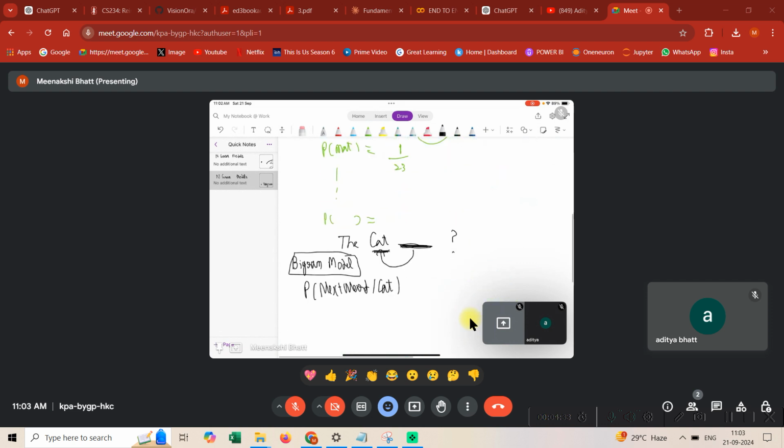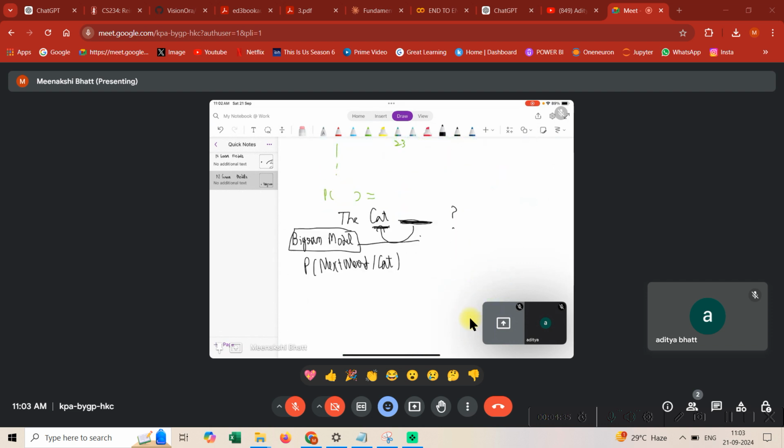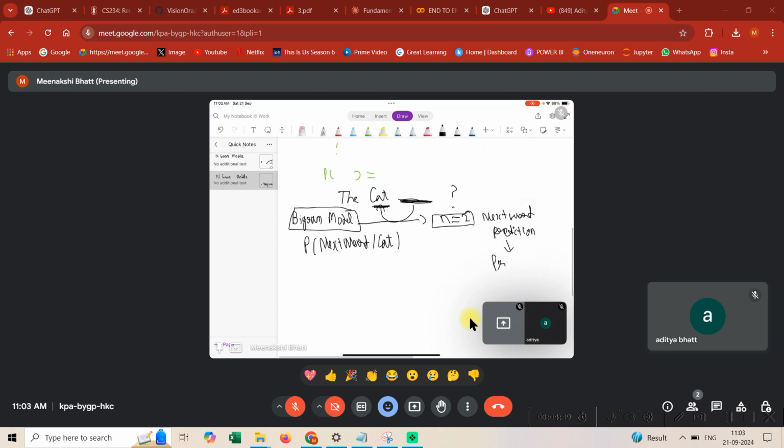The thing is, right now we are talking about bigram models, so n is 2. The next word prediction would depend on the previous word. So this is the next word which we wish to predict, and that would depend on cat. So let's compute the probability of sat given cat. What is this probability, guys? Tell me.